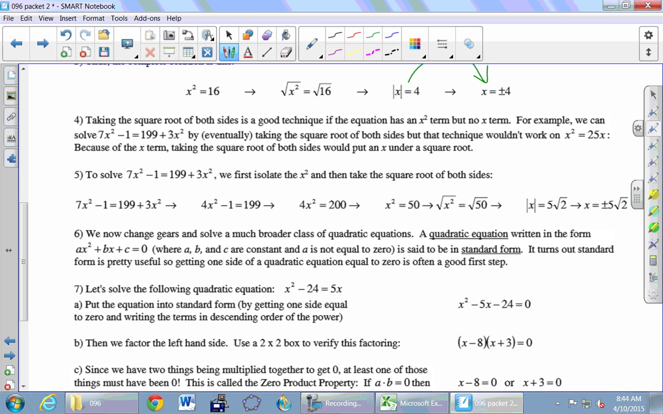The x term, taking the square root of both sides. Good. Okay, so take a look at the first equation. It's underlined in blue here. It has lots of x squared terms, but it has no single x term. Agree?